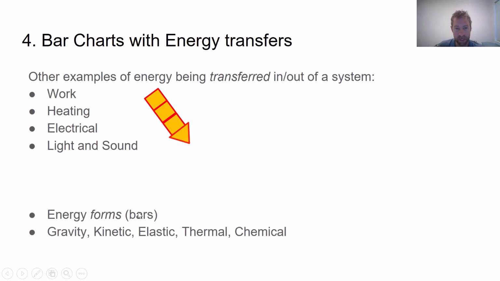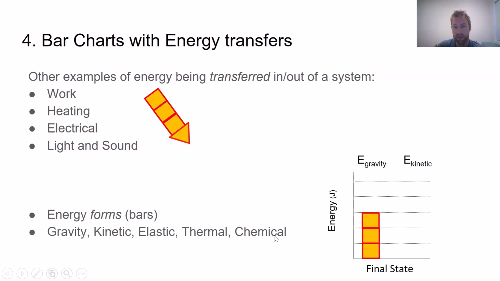Energy forms, gravity, kinetic, elastic, all of these ones, they are energy bars. Right? And you can't have kinetic energy leaving the system, you can only just have kinetic energy.